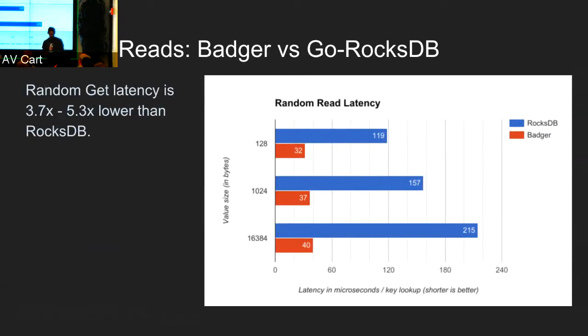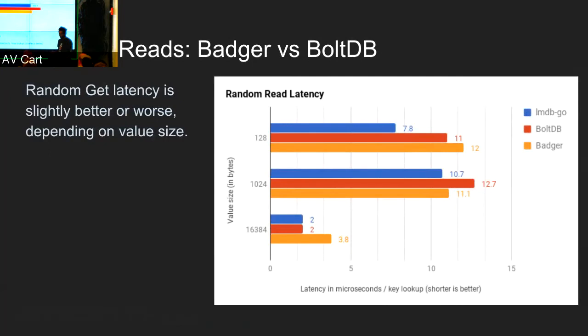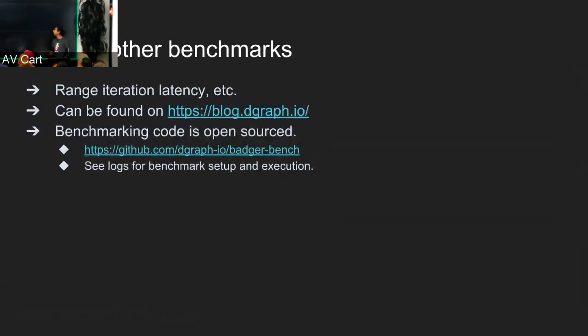Against GoRocksDB, Badger's random read latency is 3.7 times to 5.3 times lower. And against BoltDB, Badger did not do badly, running neck to neck, sometimes performing worse, sometimes better. There are also other benchmarks which go over range iteration latencies, etc. All of these can be found on our blog.